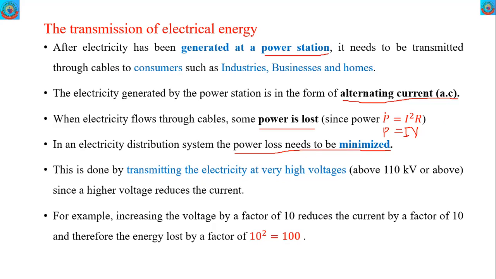If there is higher voltage, what is the relation between voltage and current? For example, we have this formula: voltage is equal to current times resistance. This means current is equal to voltage over resistance. So for example, increasing the voltage by a factor of 10 reduces the current by a factor of 10 again, and therefore the energy loss is reduced by a factor of 10 squared. So that is 100. 10 squared means 100.